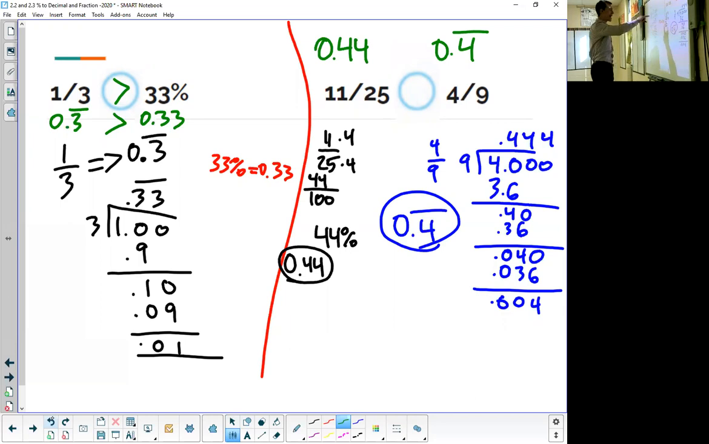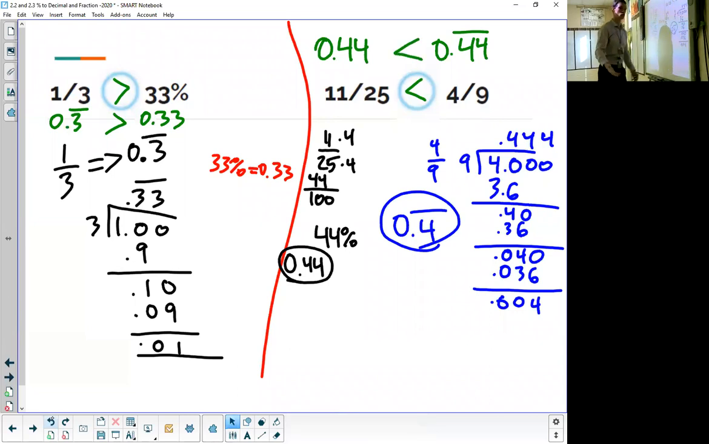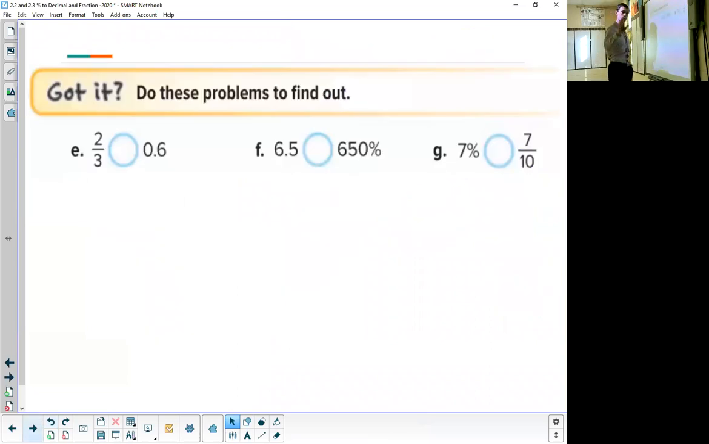So again, we are comparing two numbers that are very similar, 0.44 compared to 0.44 repeating. Those two numbers look the same. However, because it's repeating, because it's going on and on forever, it is greater than. So keep that in mind when you're solving them. Just because they look similar doesn't mean they are.